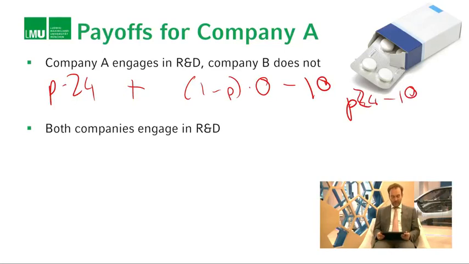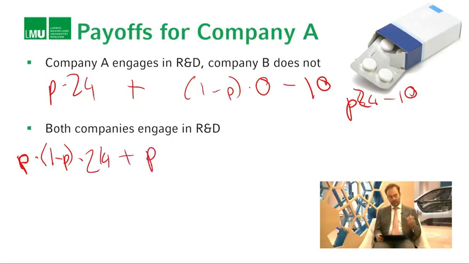What if both companies engage in R&D? It gets a little bit messier, but we can still figure it out. There are many more things that can happen. We could have one case in which we're successful and the other firm is not successful. This is my own likelihood of success multiplied with the likelihood of the other firm being unsuccessful. In that case, we're going to make 24 million because we are still a monopolist.